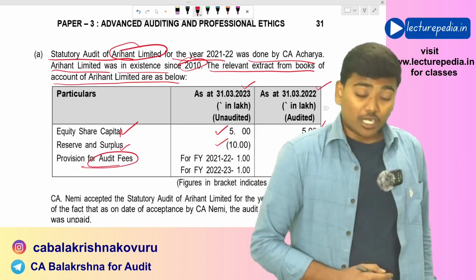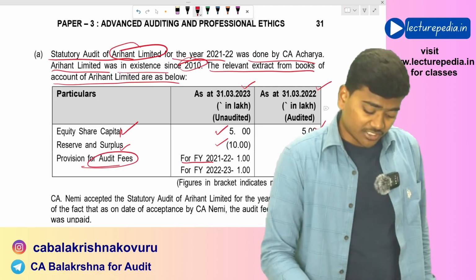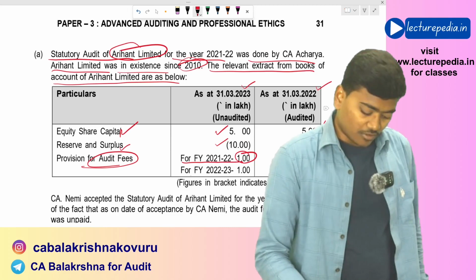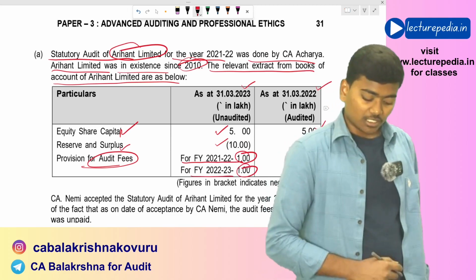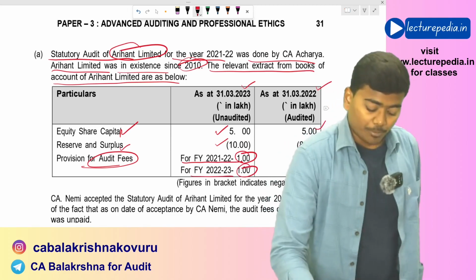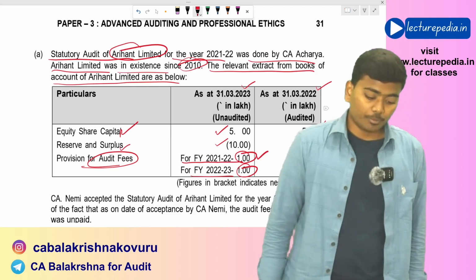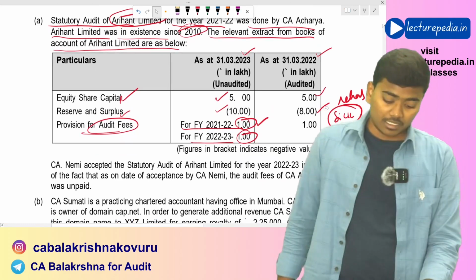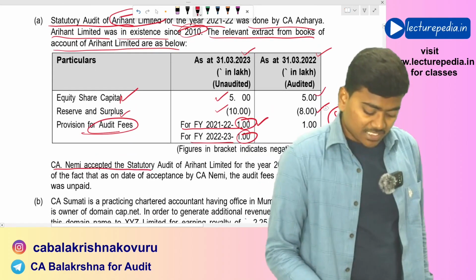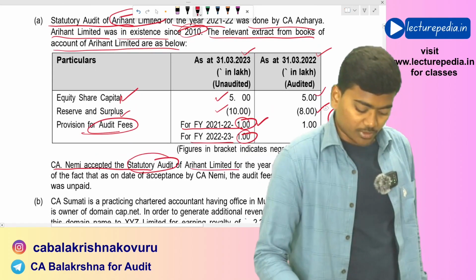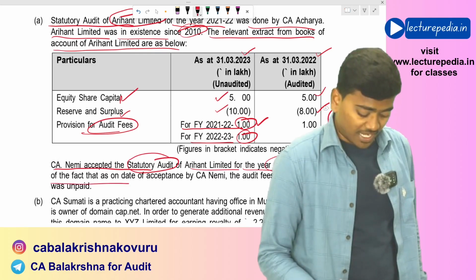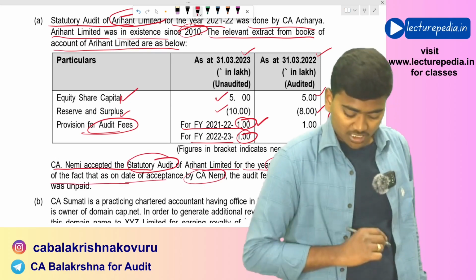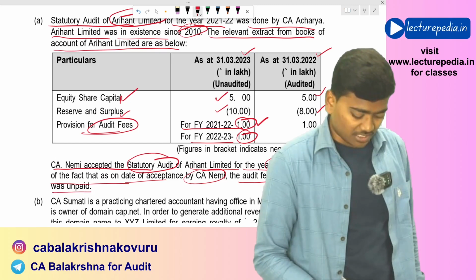And provision for audit fees. For financial year 21-22, it is 1 lakh. For financial year 22-23, it is 1 lakh. So, from this, you can conclude that the previous year's audit fee was not paid to CA Acharya. And in this background, CA Mehta accepted the statutory audit of Arihant Limited for year 22-23 in spite of the fact that as on the date of acceptance, the audit fee of CA Acharya was unpaid.